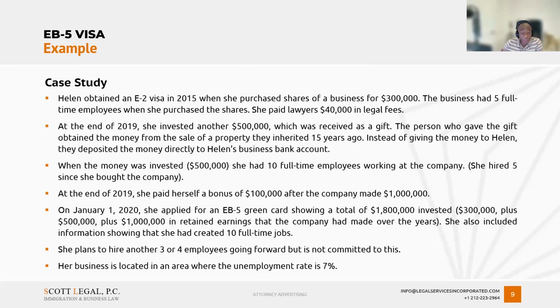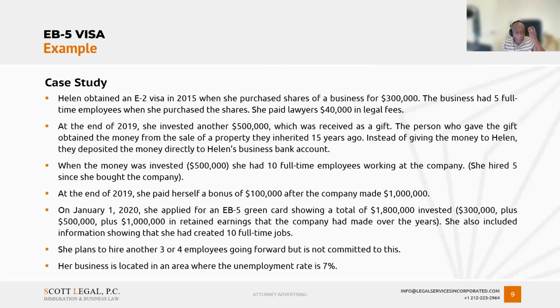By the time that additional 500,000 was invested, there were 10 employees, so she'd hired 5 more during that time. Then in 2019, the same year that the additional 500,000 was invested, she paid herself $100,000 because the company made $1 million. And in 2020, she said, "Okay, I'm going to apply for a green card, and I've invested 1.8 million: the 300,000 I initially paid for the company, the 500,000 that I got as a gift, and then the 1 million in retained earnings that the company made." She also said, "I've already created the 10 full-time jobs, so I'm good to go."